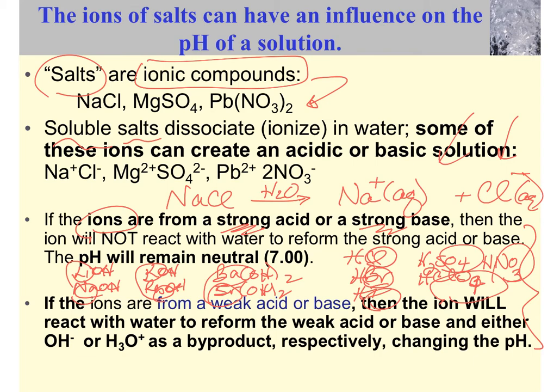However, if there are ions from any weak acid or any weak base, which are most of the acids and bases, that ion will have an effect on the pH of the solution. So HF is an example of a weak acid. That means the ion from it, or the conjugate base from it, which is the fluoride ion, has an effect on the pH of a solution.